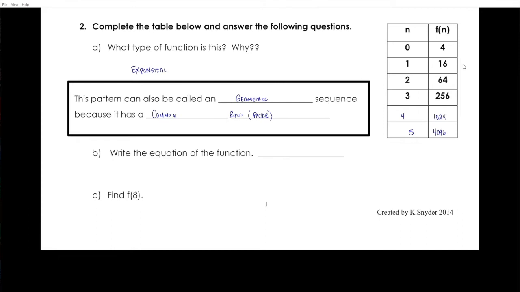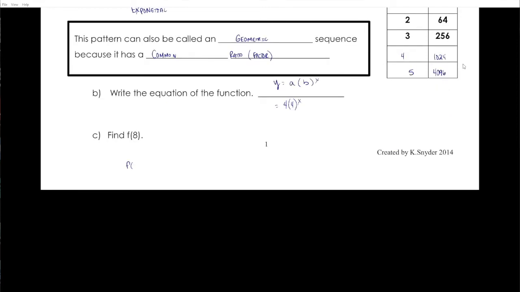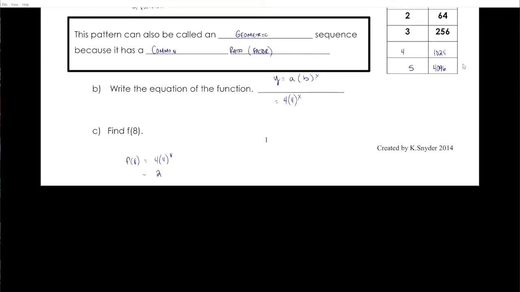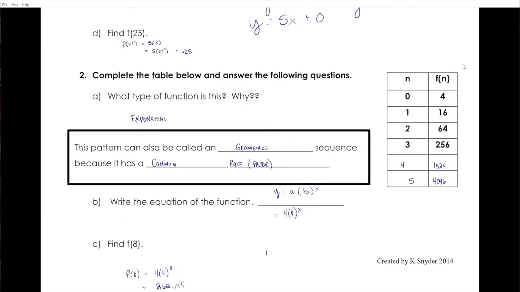So a ratio here, remember, it's y equals a times b to the x. So it would be our first number, 4 times 4 to the x power. So if we wanted to find the function of 8, so f of 8 equals 4 times 4 to the 8th power. Our number would be 262,144. So exponential series go a little bit higher, a lot quicker.